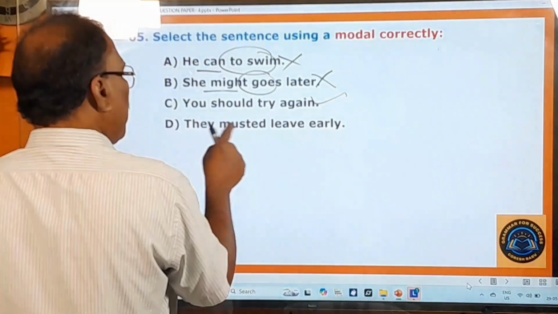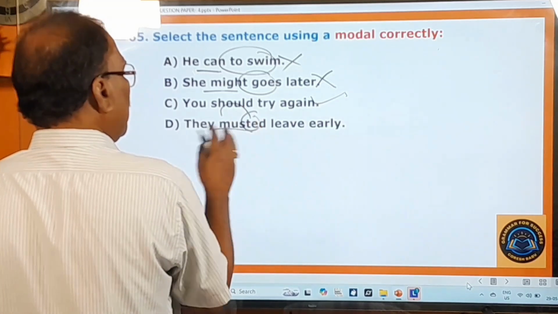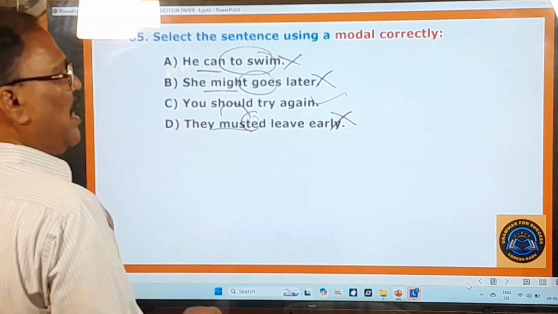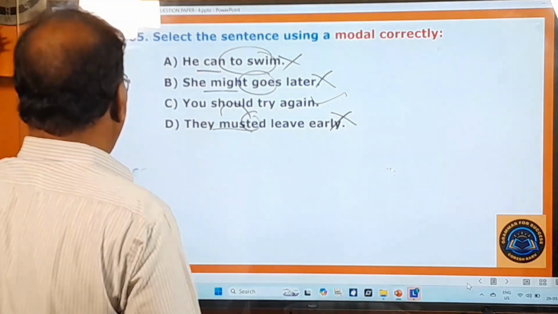This is right. They musted. After must, ed is used. There is no such a word in the English language. They musted leave early. No. So this third one is only the right one. All others are wrong. Now you move on to the next question.